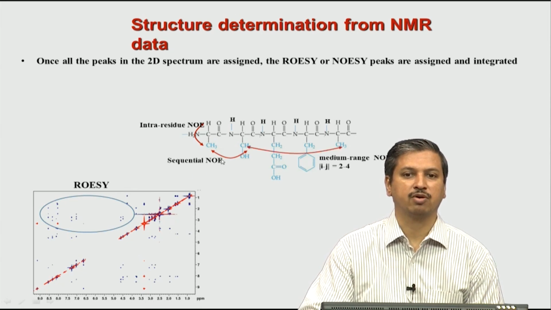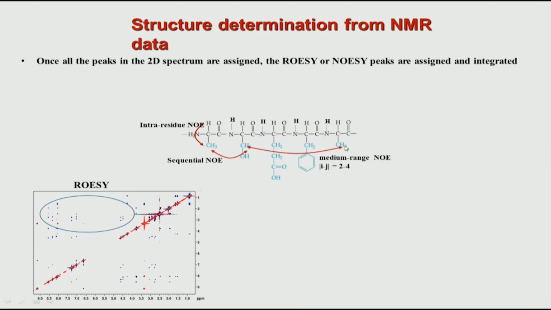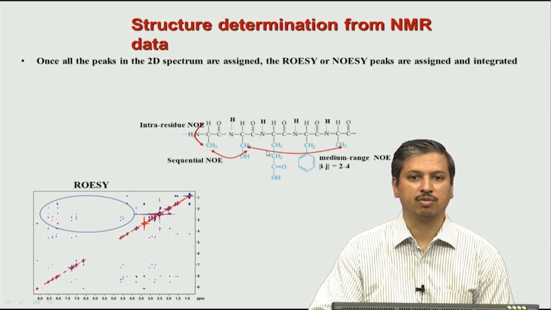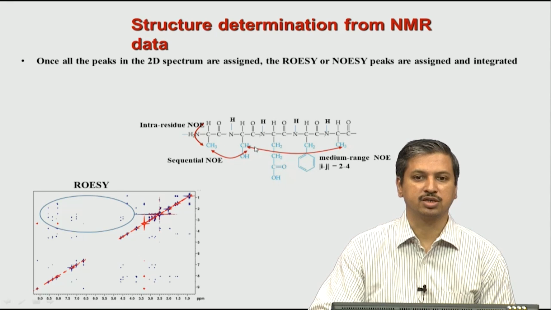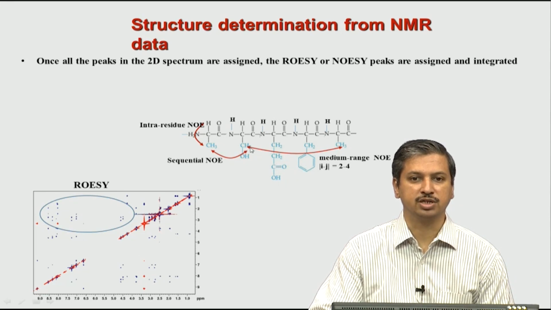A third type of NOE which you will get is slightly far away. This is between residues 2 to 4. You can see in this case it is 3 residues apart, between this alanine and this serine hydrogen atom. So, the beta of alanine and beta of serine you may or may not see, because that depends on the 3-dimensional structure, but observing such NOEs is useful, and that type of NOEs are called medium range NOE.